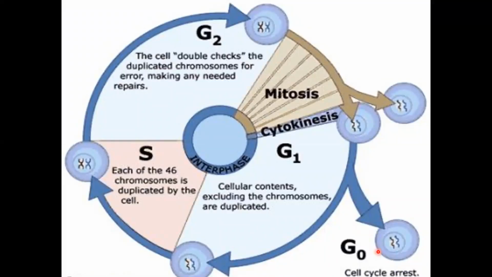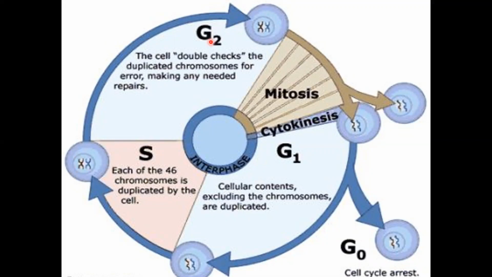Let us again look at the diagram. What is written here? In G1 phase, what happens? Cellular contents excluding the chromosomes are duplicated. Everything else will be duplicated, but not the chromosomes. In S phase, what will happen? Each of the 46 chromosomes is duplicated by the cell. The number of chromosomes will not change, but the chromosomes will be duplicated. That means each will have 2 strands or 2 sister chromatids.